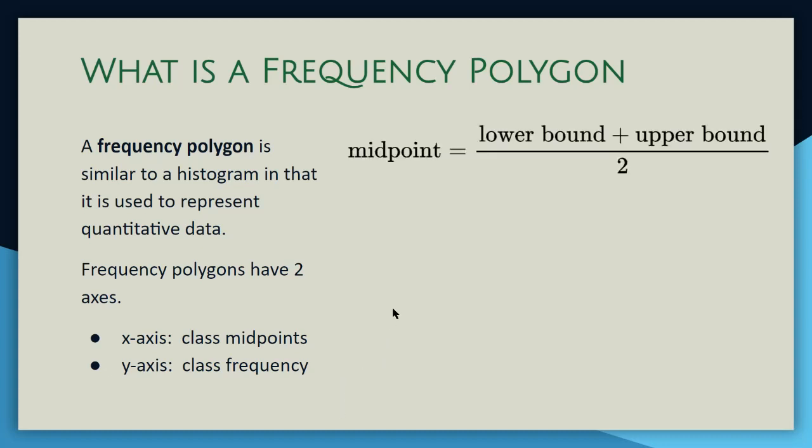The midpoint is the number halfway between the lower bound and upper bound. To find that, you take the lower bound for a row, add it to the upper bound for that row, and divide it by 2.